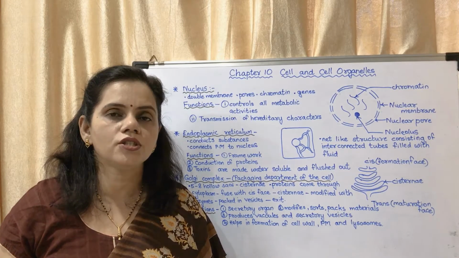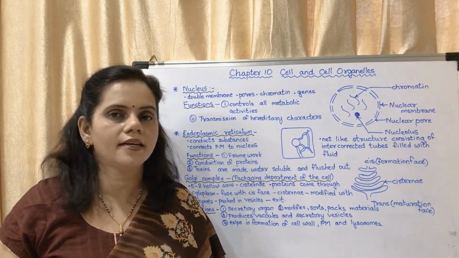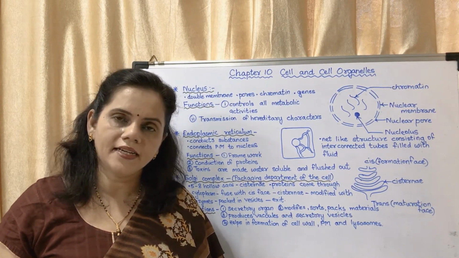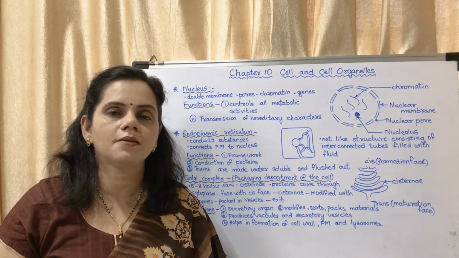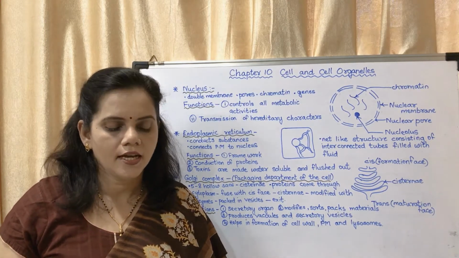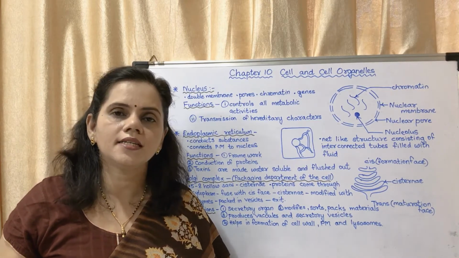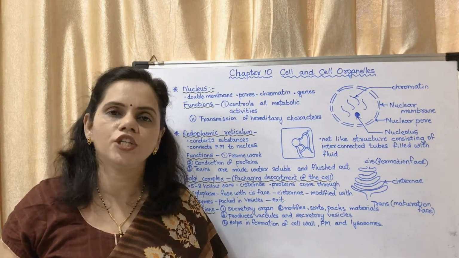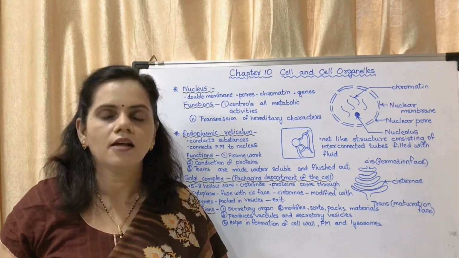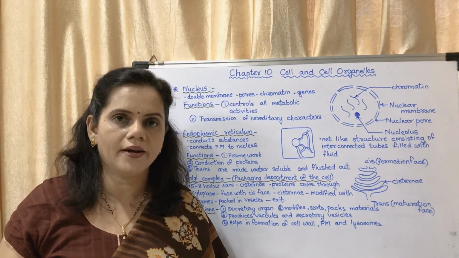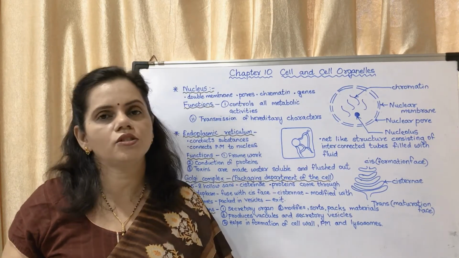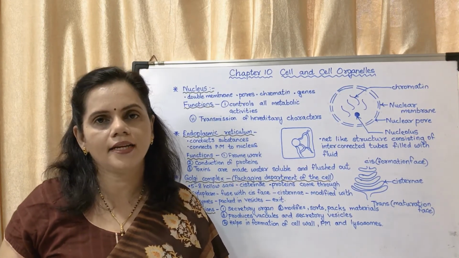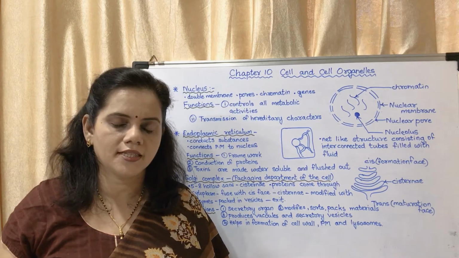RBC, what are the functions of RBC? First of all, it gives color to the blood. Second, it helps in transport of oxygen. Now in these RBC there is no nucleus. RBC is a cell which is present in our blood. In those RBCs there is no nucleus. Why there is no nucleus? So that it can carry more amount of oxygen.